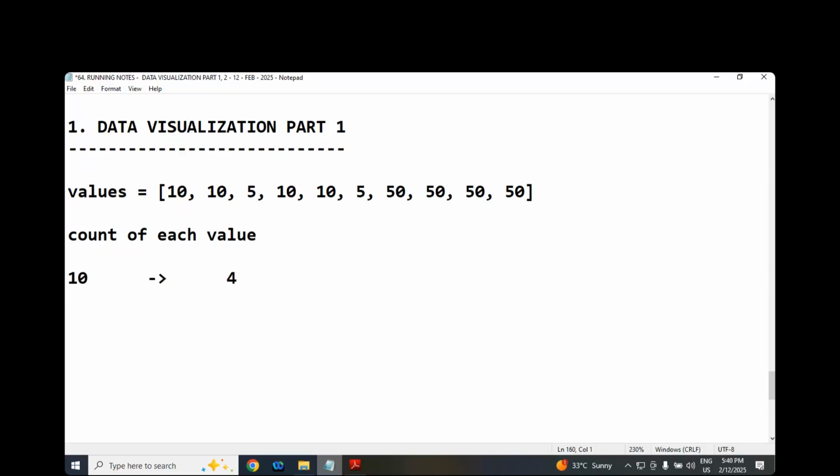The next one, 5, how many times? 2 times. And the next one, 50, how many times? Let us increase it one more time, or else one more time. Now in total, how many times? 6 times. Sometimes I just want to visualize the value count, which value came the most number of times.